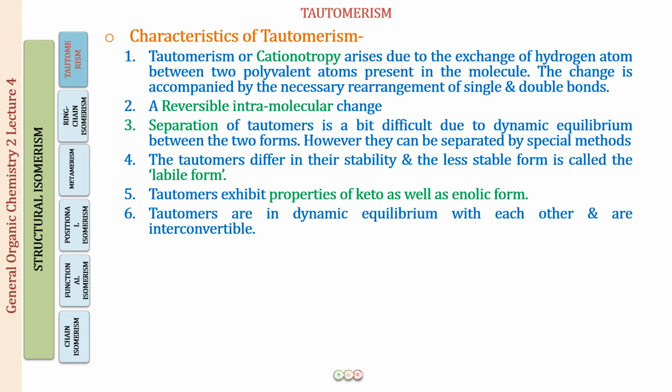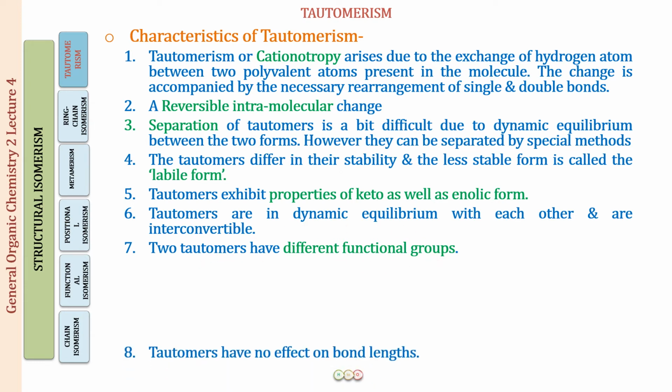Okay, so next, the tautomers are in dynamic equilibrium with each other and they are interconvertible. Again, we've discussed this. Two tautomers have different functional groups. For example, in keto-enol isomerism, we have a keto group and we have an unsaturated alcohol, and we have seen so many examples: the cyanides, the isocyanides, the nitro group, the aci-nitro group. So many examples you've already seen. Both the tautomers will have different functional groups.